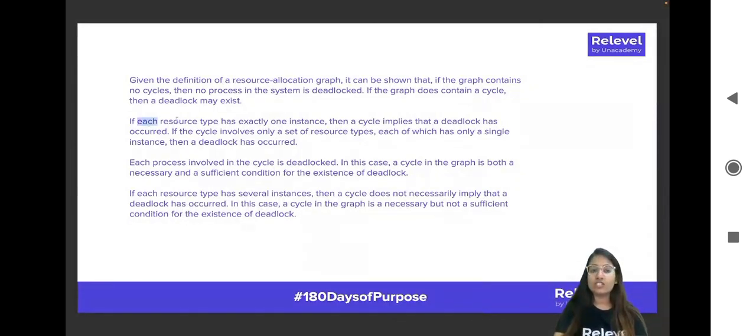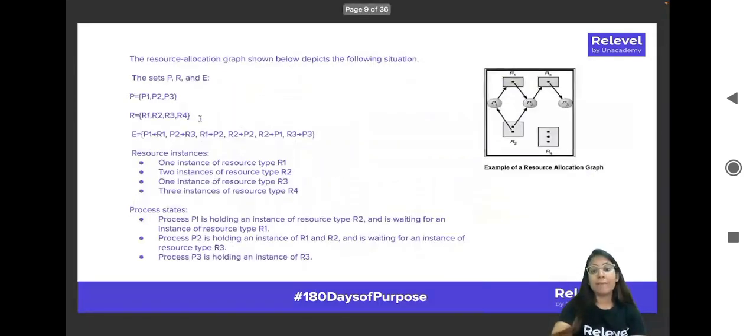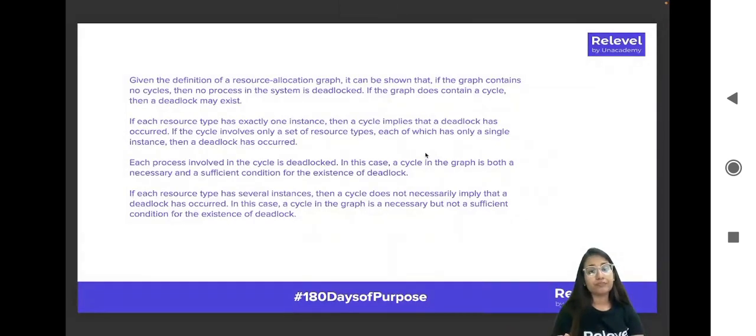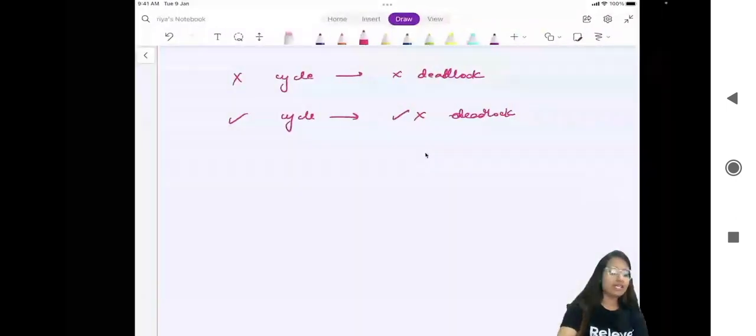So if each resource type has exactly one instance, if every resource has just one instance, then a cycle implies that a deadlock has occurred. But in this example, you will see there is a resource which has more instances. If the cycle involves a set of resource types, each of which has a single instance, then that means that the deadlock has occurred.